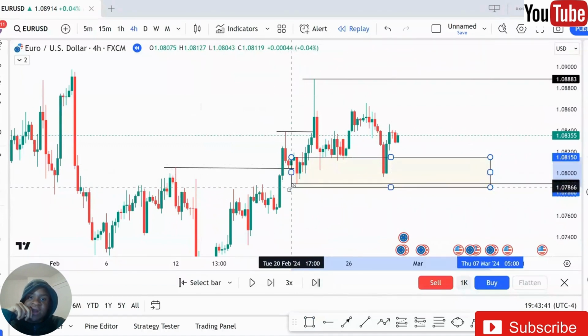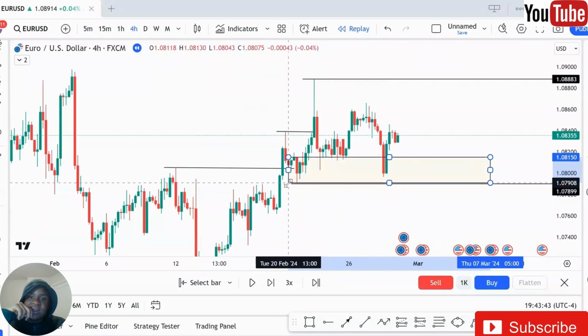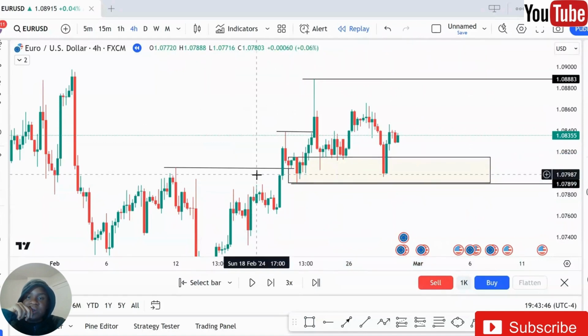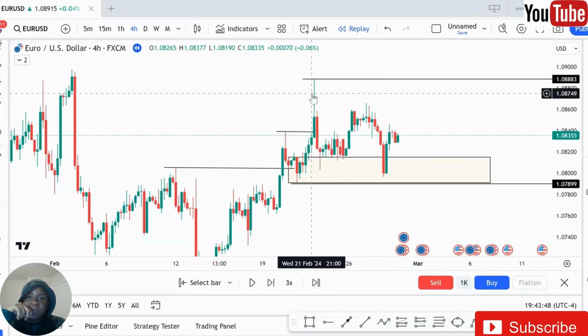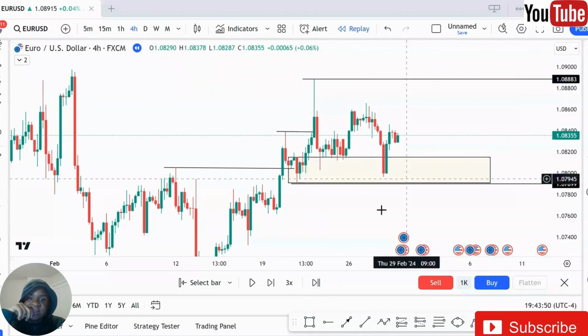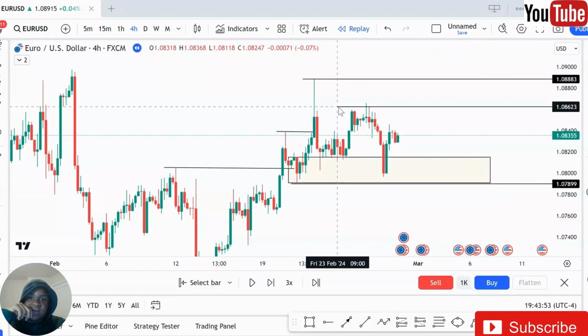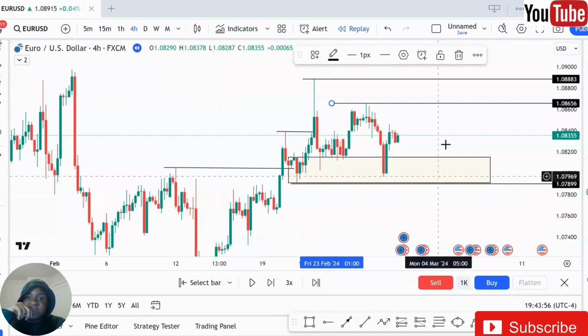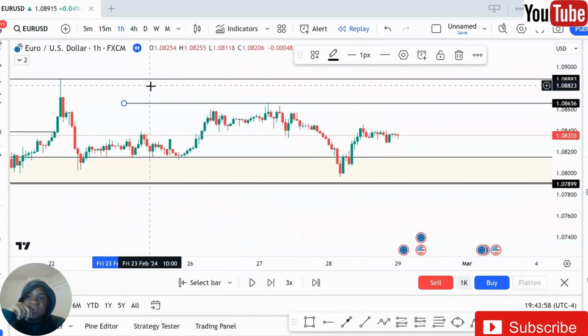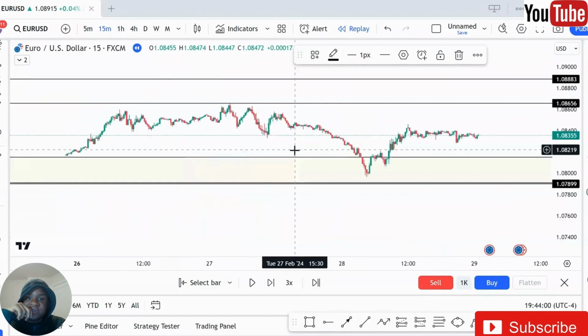Is there a breaker block? No. Is there a liquidity void? No. Is there a fair value gap? Old lows and old highs. These are the old highs here, and under this old high, then that old high here. These are the questions I asked myself on the 4 hours. I can come down to one hour, but I would like to go down to 15 minutes for a more refined entry.